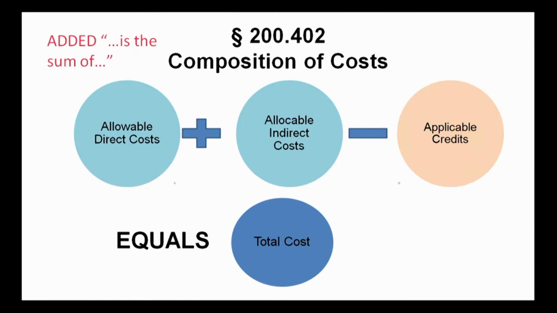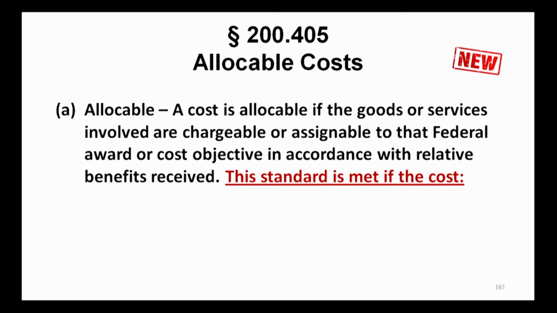Next section, 402. Not a big change, substantially the same. The only thing added in this paragraph is the sum. So total cost is allowable direct cost plus allocable indirect cost minus applicable credits equals total cost. So again, a lot of these changes are just minor tweaks, just to give us a little more clarification.